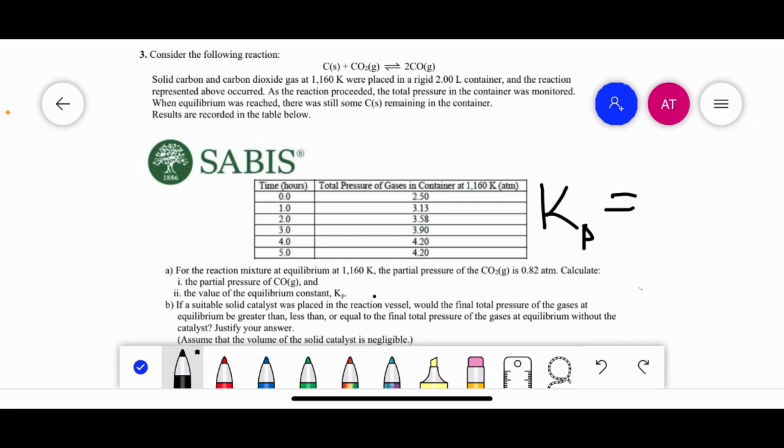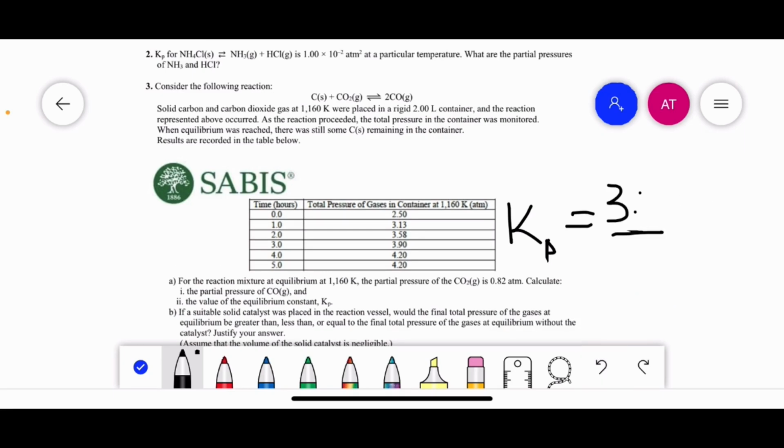So we have 2 CO, so it's the partial pressure of CO, but squared because the coefficient is 2, over the partial pressure of CO2. Now we don't include carbon because it's a solid. 3.38 squared over 0.82 is equal to 14.